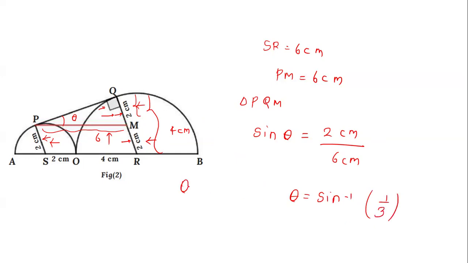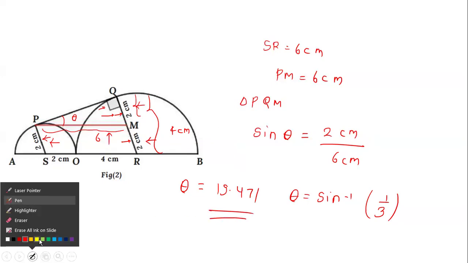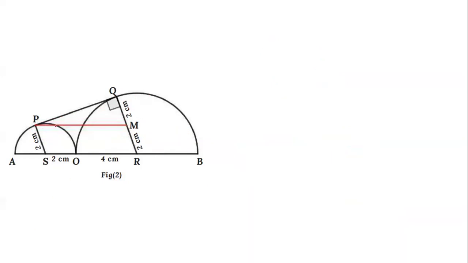If you calculate with the help of a calculator, this angle comes to 19.471 degrees. Now we know this is 19.471, and this whole angle is 90 degrees. So if this angle is 19.471, this angle is 90 minus 19.471, which comes to 70.529.